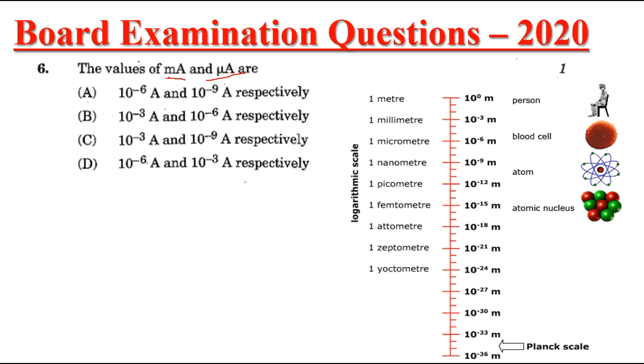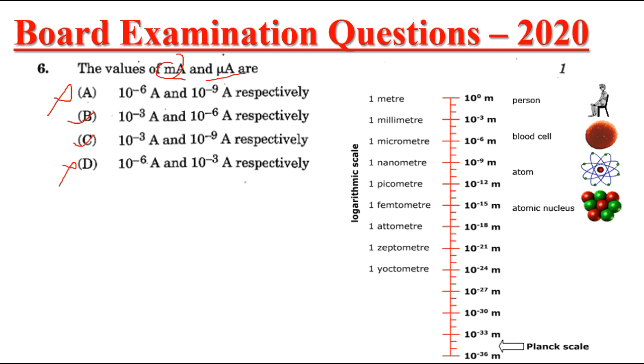So we know that the value of milli is 10 to power minus 3. If A is written here, then ampere stands for current. So this is milliampere, and milli means 10 to power minus 3. So our answer will be either B or C. We will not look at A and D.